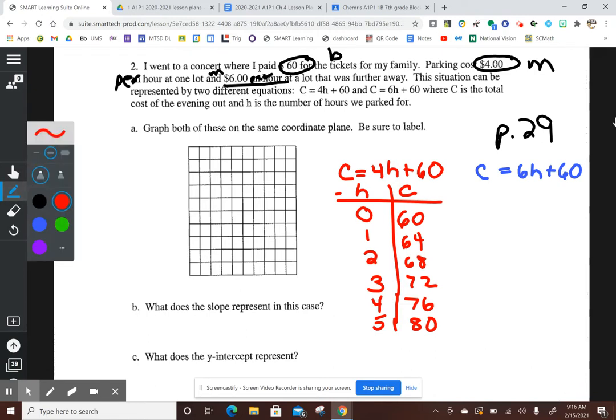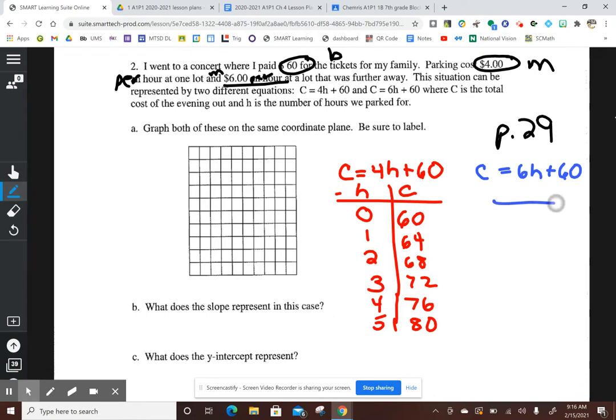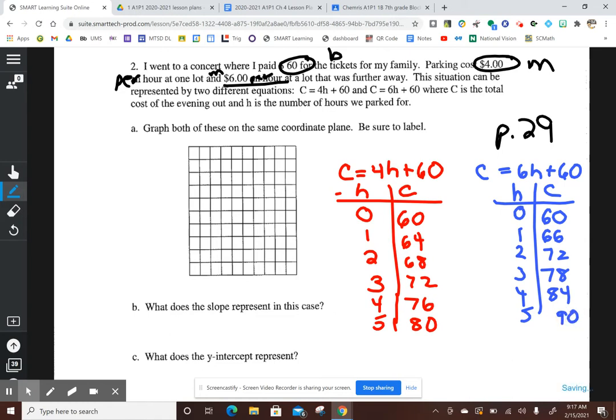So let's see how that compares to this. So again, hours, we count by ones. And this is cost. And if I have 0, this is 60. This would be 66. This would be 72. This would be 78. Notice it's going up by 6. This is 84, and this is 90.